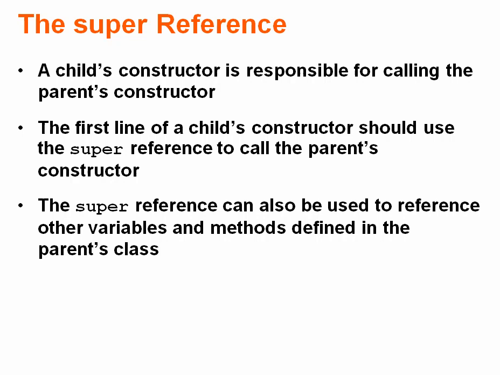A child constructor is responsible for calling the parent's constructor. The first line of the child constructor should be the super reference to call the parent's constructor. The super reference can also be used to reference other variables and methods defined in the parent class.